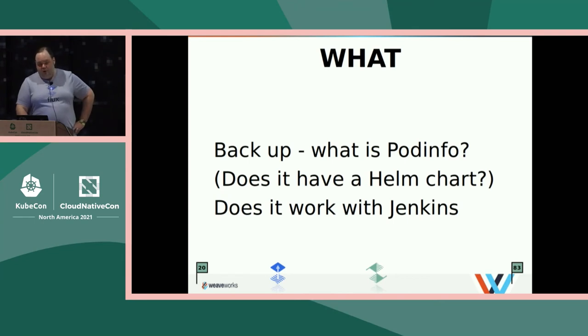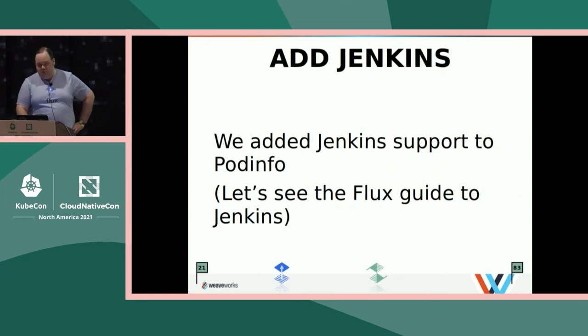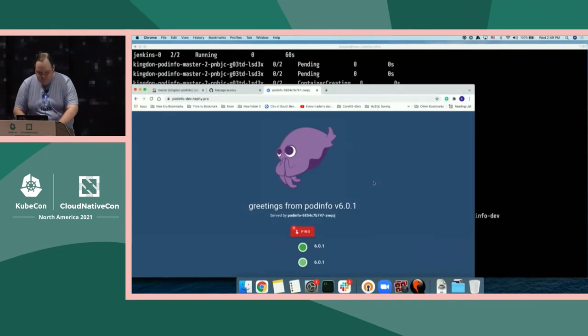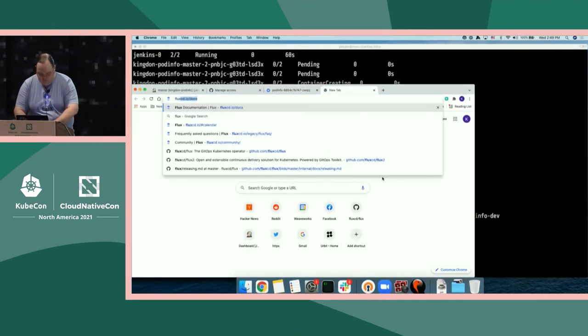Okay, so there is a Helm chart for pod info. It does work with Jenkins. We're not going to use it today. Like I said, there's a lot of stuff in the abstract for this, and it's all in the demo repo. We're not going to have time to look at everything today, but we can at the office hours. So we've added Jenkins support to PodInfo. PodInfo does not natively have a Jenkinsfile. And we've done this using the Flux guide to Jenkins, which I will show you. It is on our lovely docs site.